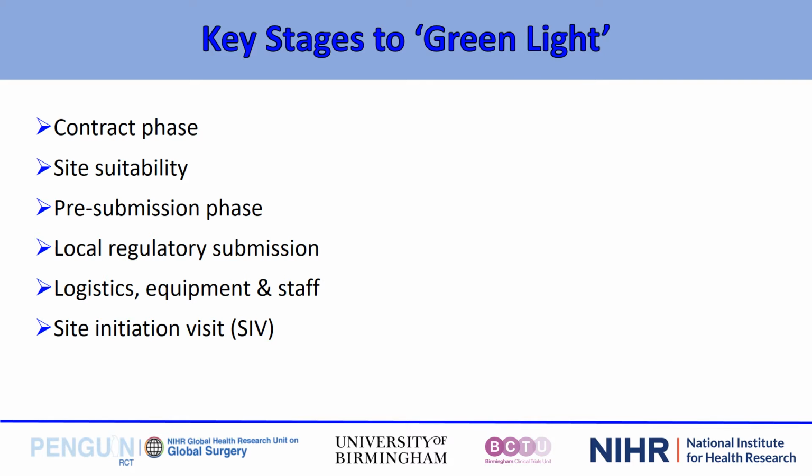Key stages to green light. A site is required to get a green light from the sponsor before recruitment can start. For a site to receive a green light, the following stages must be completed: contract phase, site suitability, pre-submission phase, local regulatory submission, logistics, equipment and staff, site initiation visit, training. Greater detail will now be provided on how to complete each of these stages.